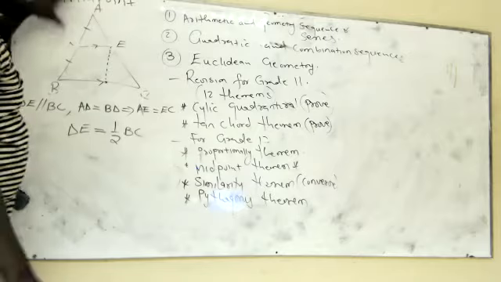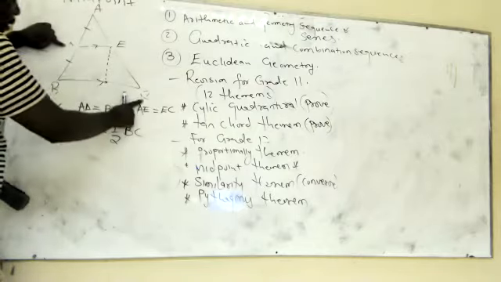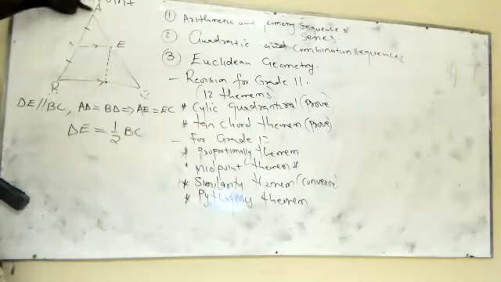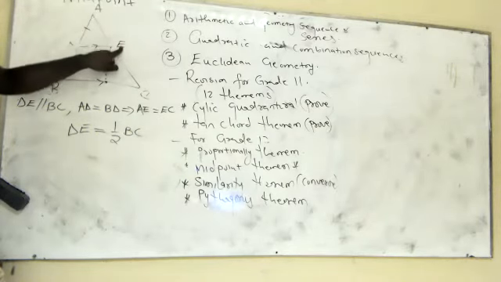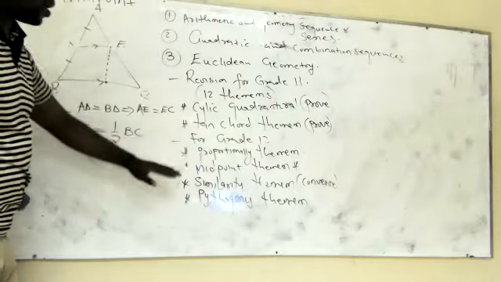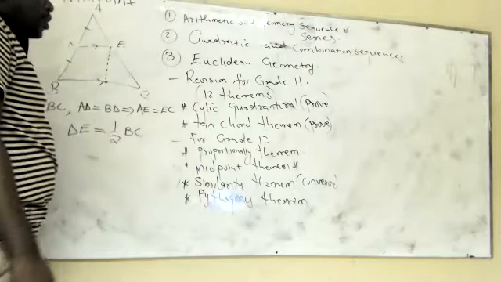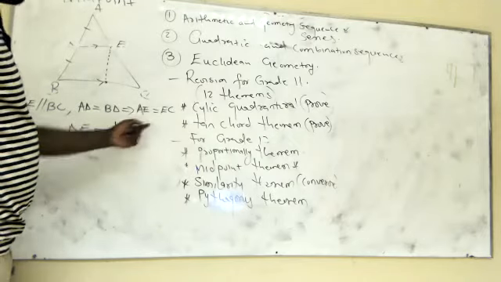For example, if DE is parallel to BC, that simply tells us that AD divided by BD is equal to AE divided by CE. As simple as that. That's what the proportionality theorem says. Then now let's go to the midpoint theorem. The midpoint theorem is going to add onto the proportionality theorem.